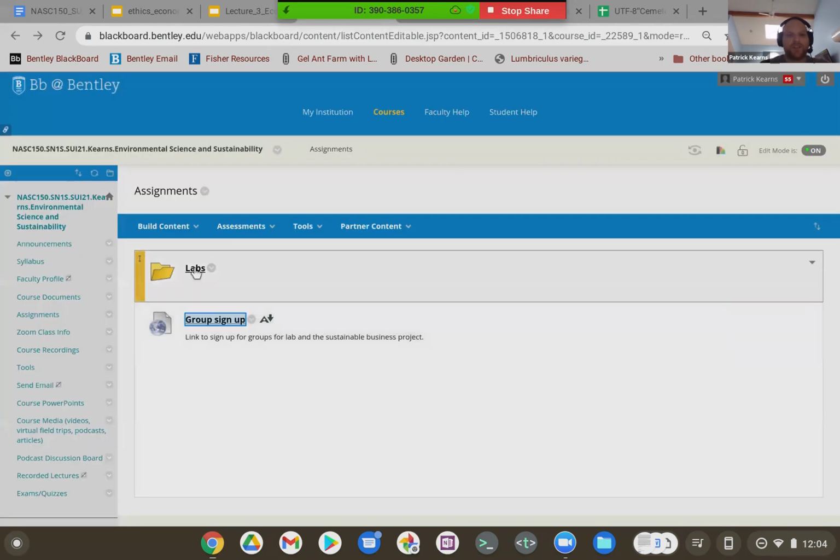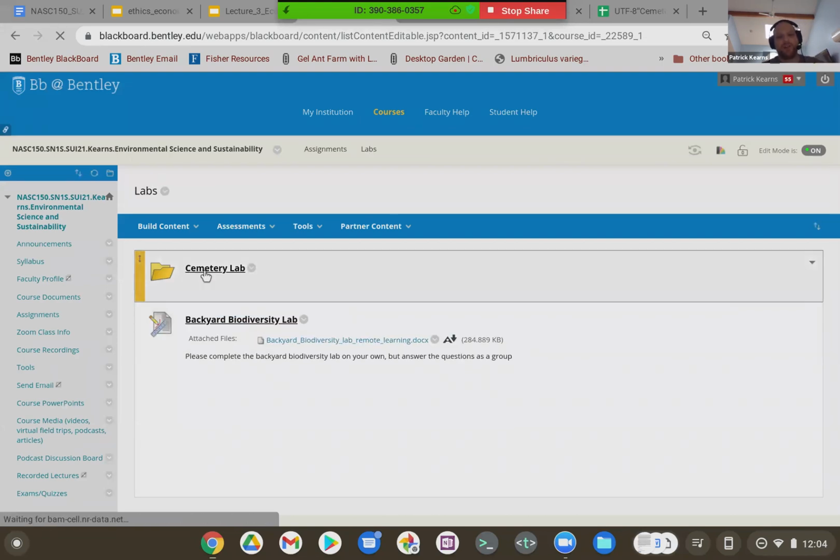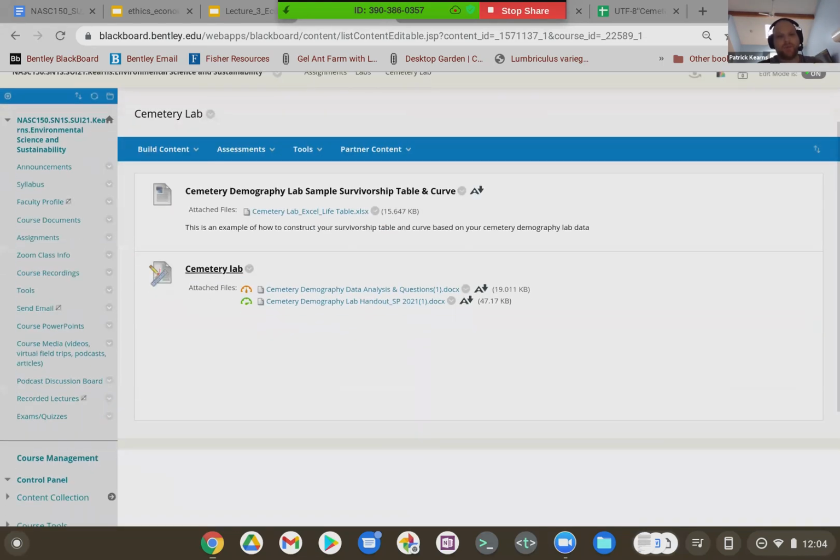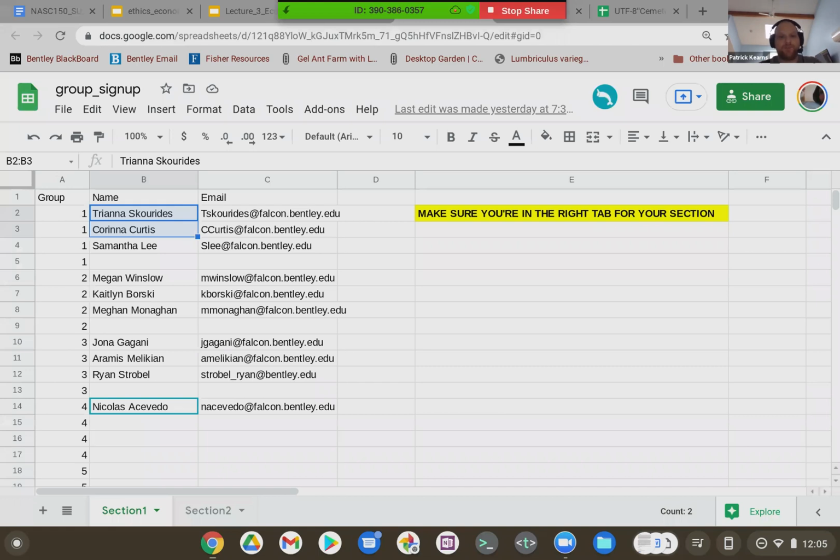Now, as I mentioned, we're doing the cemetery demography lab first. I like this lab. I like it better when we're in person because if you've read through this handout, the handout would tell you to go to a cemetery, and then the following week talk about the data and analyze the data together. But we're clearly not in person. So you have two options for how to do this lab.